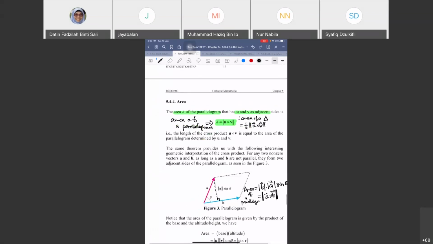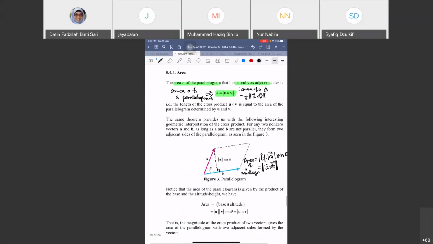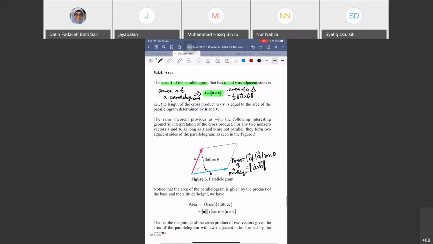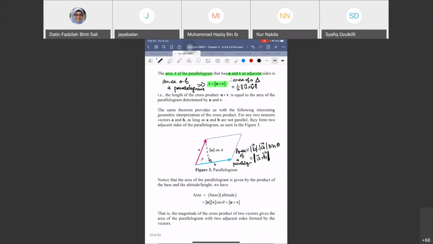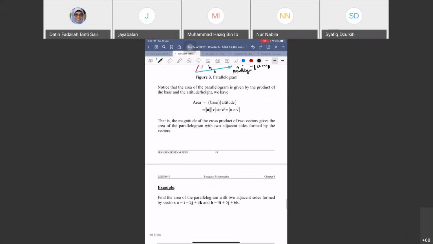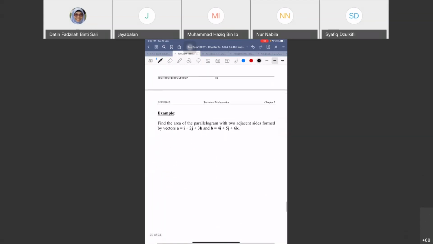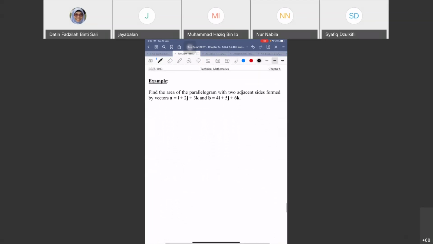Alright, so area is two-dimensional, parallelogram is two-dimensional. Because later on, you will also have three-dimensional, in which if two-dimensional is a parallelogram, three-dimensional we call a parallelepiped. So the parallelepiped is given by what we call a scalar triple product. So I will come to that. Okay, let's straight away do this example.